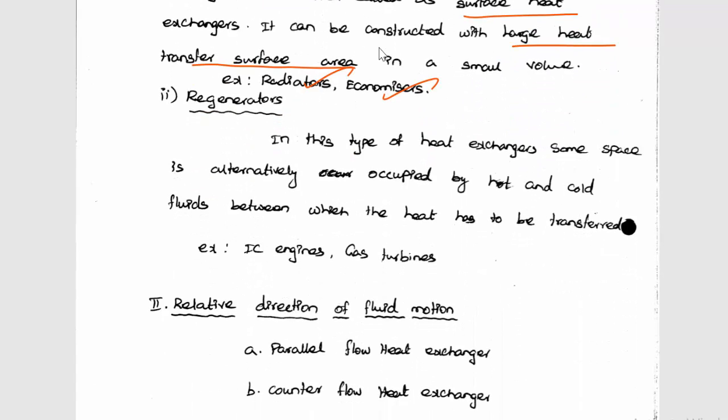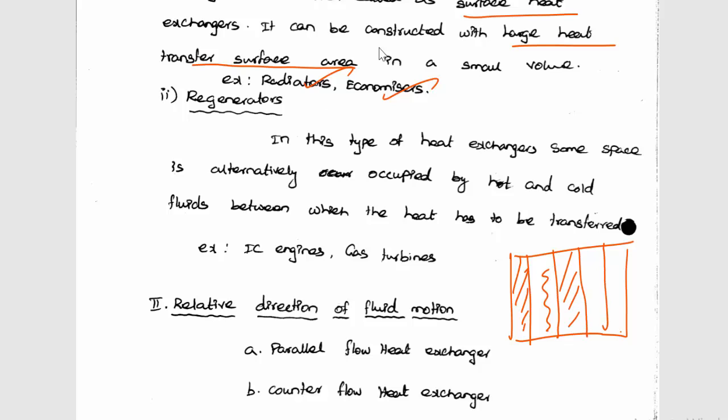The second one is regenerators. In this type of heat exchanger, some space is alternately occupied by hot and cold fluids. The chamber or shell will be arranged so that here the hot fluid is filled, here the cold fluid is filled, again here the hot fluid, here the cold fluid, here the hot fluid. Because of this alternating arrangement, the heat transfer efficiency is higher in regenerators.